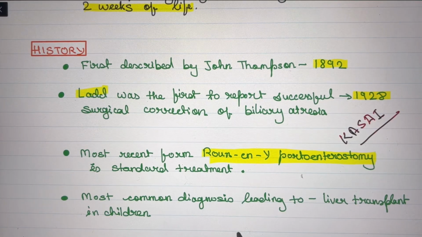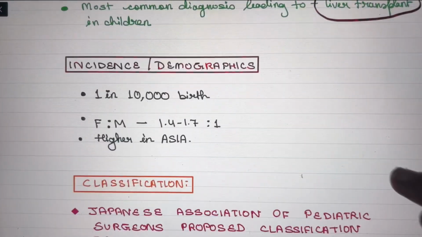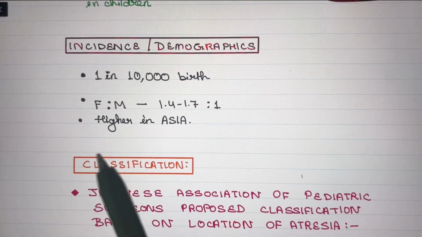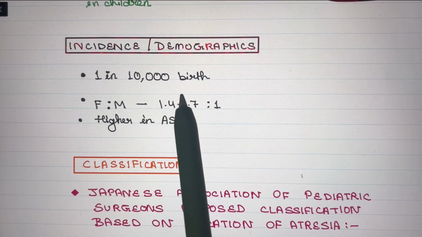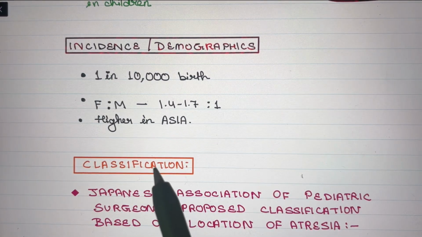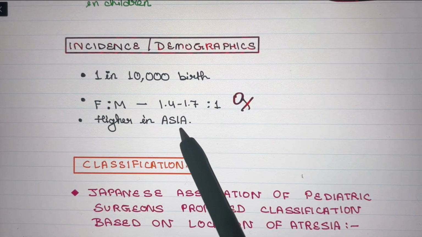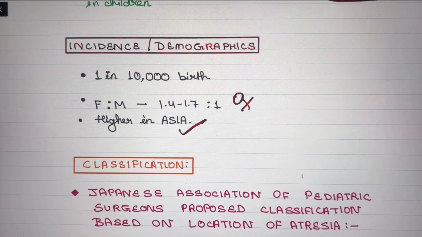The most common diagnosis leading to liver transplant in children is biliary atresia. The most common cause of liver transplantation in children is biliary atresia. Now the incidence. Incidence is approximately 1 in 10,000 births, and it is slightly more common in females, and it is higher in Asia than in other parts of the world.